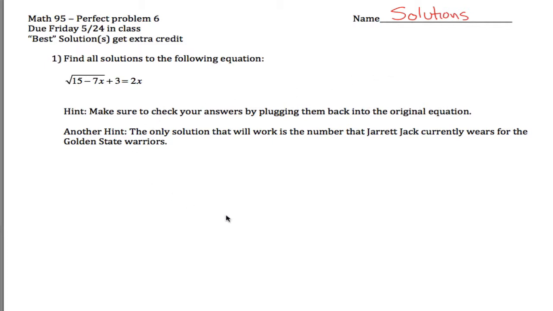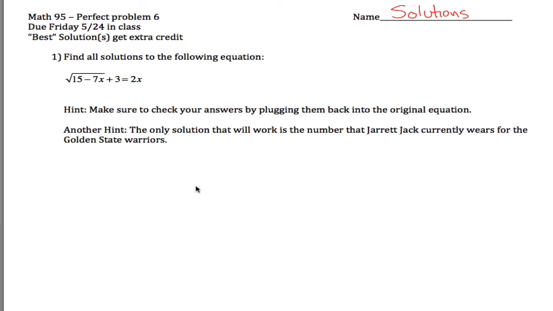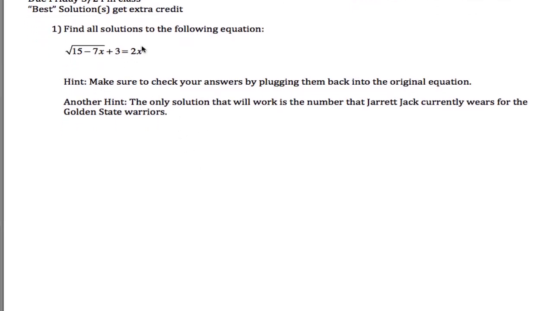All right, solutions to problem 6 for Math 95. You're given this equation right here and asked to find all solutions to it. Basically, when you're trying to solve an equation, find the solutions, what you want to do is isolate x, get the x all by itself. In this case, there's two x's, so that'll present a little bit of a problem.